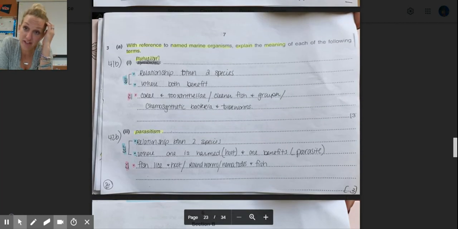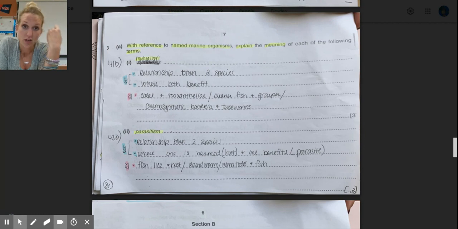With reference to a named marine organism, so you got to give an example, explain the meaning of the following terms. Okay, so I know whatever year this question was from, it's like 4 years ago at least. They have a mistake on it. I'm just gonna say it now. If you hear it, you hear it. If you don't, for some reason, Cambridge used to refer to symbiosis as mutualism. So symbiosis is just a relationship between two organisms, period. So different types of symbiotic relationships. You could be mutualistic, and then both species benefit from the relationship, or parasitic, and one species benefits and another is harmed.